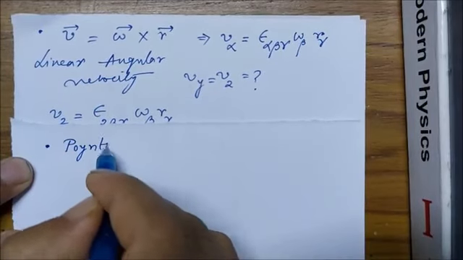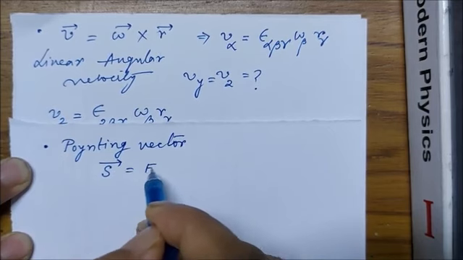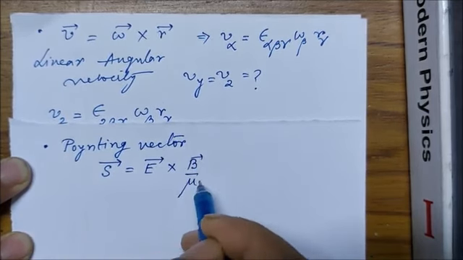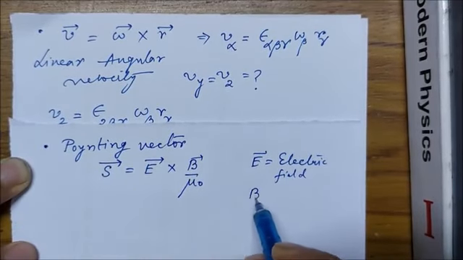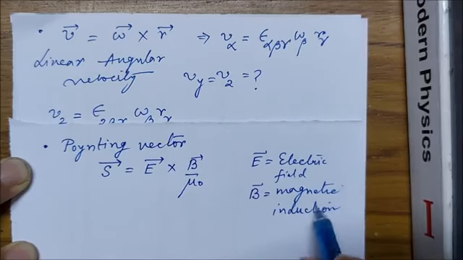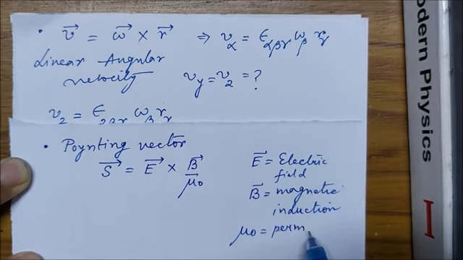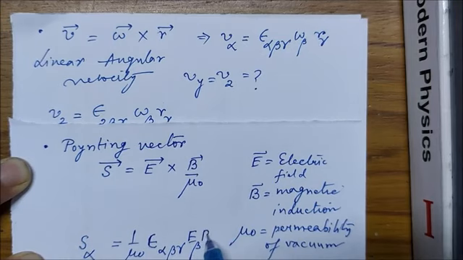One is the pointing vector, which is denoted by vector S, and its definition is E cross vector B by mu 0, where E is the electric field, B is magnetic induction, and mu 0 is the permeability of vacuum, and the alpha-th component of pointing vector S can therefore be written as 1 by mu 0 Levi Civita symbol alpha beta gamma E beta B gamma.